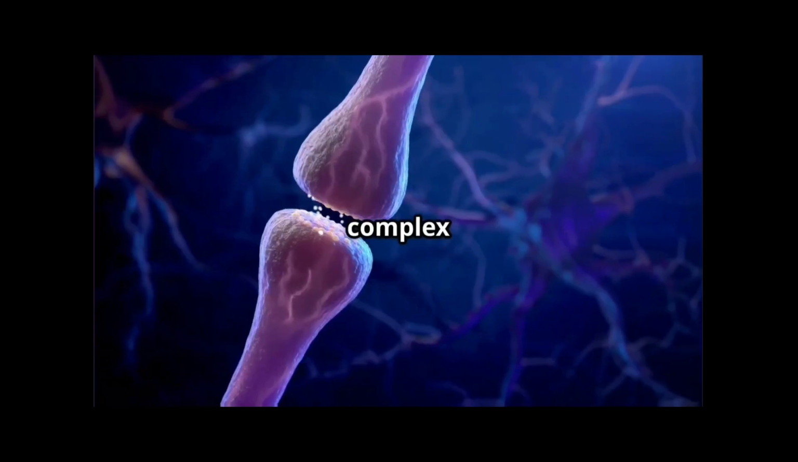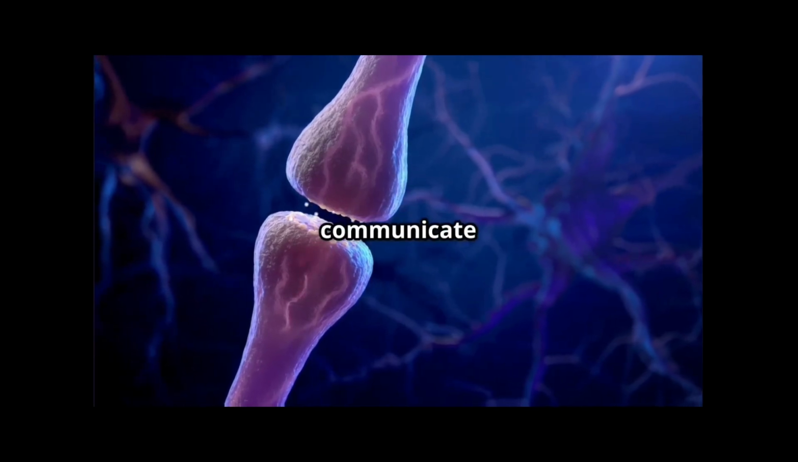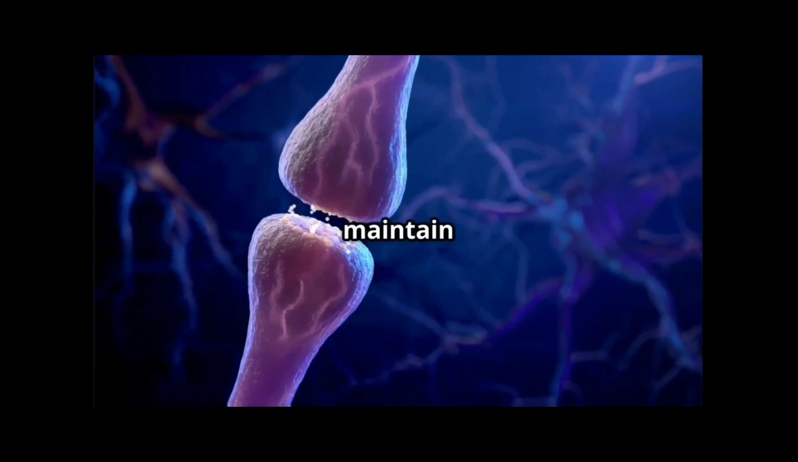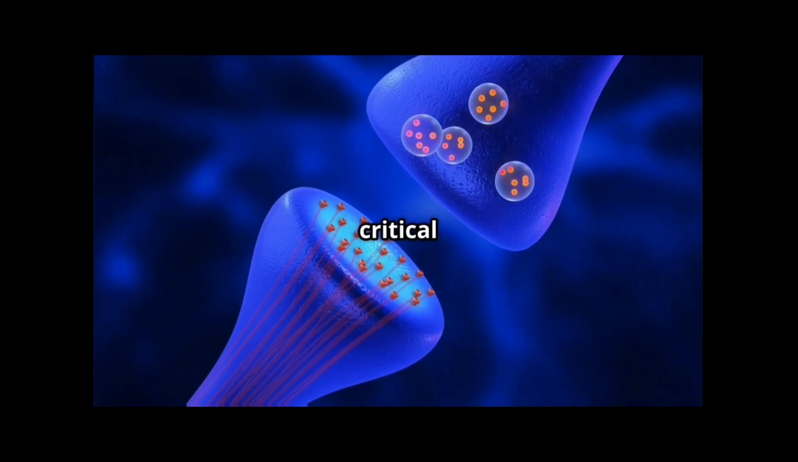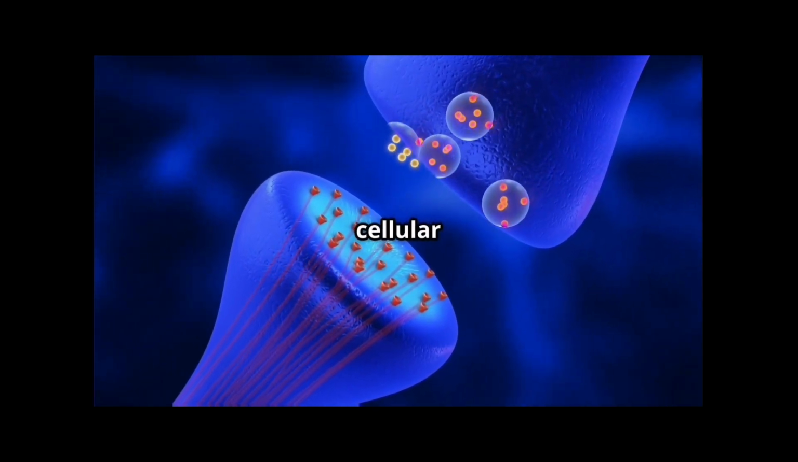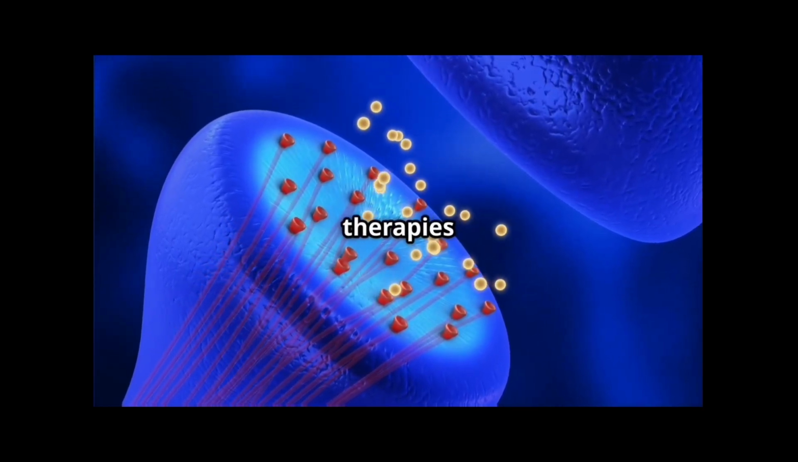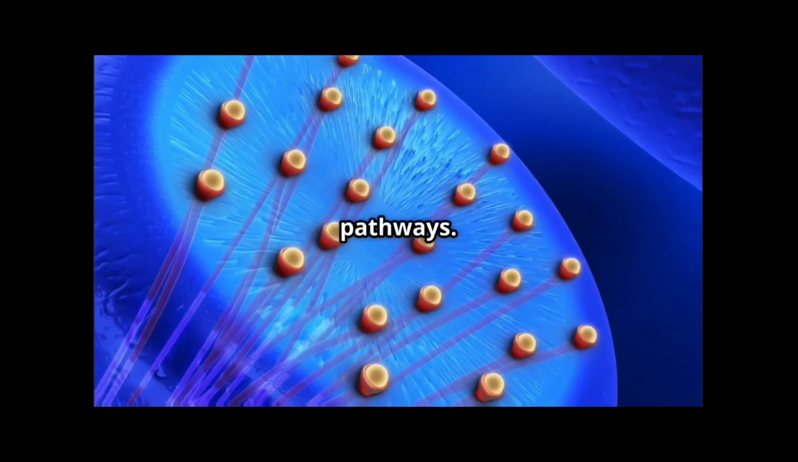Cell signaling is a complex and essential process that enables cells to communicate and coordinate their activities to respond to changes in their environment and maintain homeostasis. The study of cell signaling is critical for understanding normal cellular processes, as well as for developing new therapies for diseases that result from the dysregulation of cell signaling pathways.